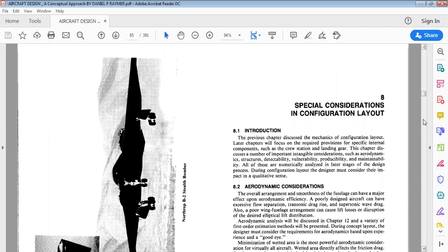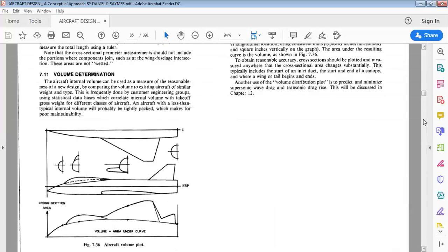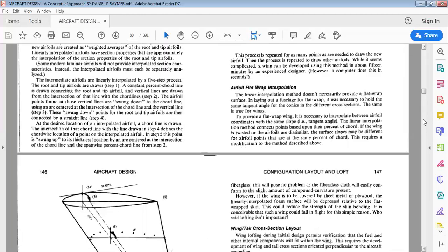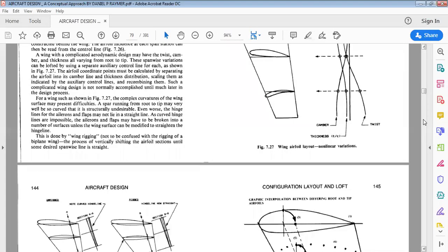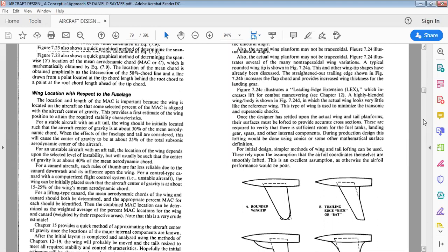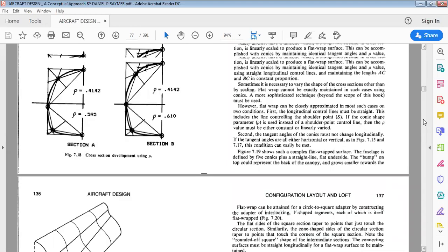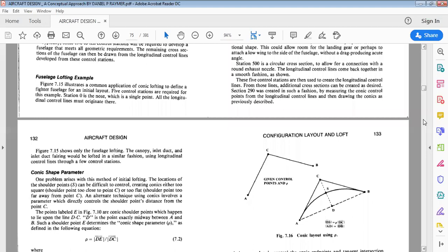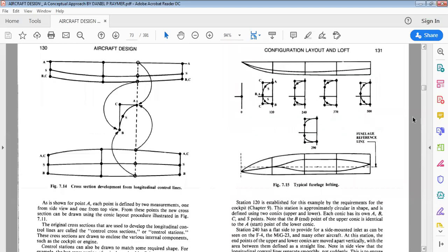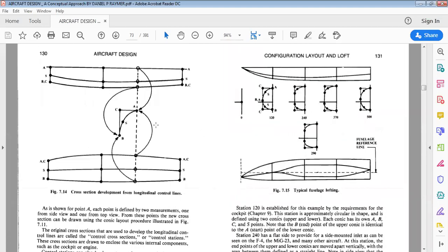Already you know that whenever you are going to do the lofting, we have longerons and contours. We need smooth control stations, which we discussed in the previous sections. I'll just show you. In this section you can see the cross section development of longitudinal control lines to get smooth lines. And we have also seen the different control stations: 120, 240, 370, 500 and 290, correct?